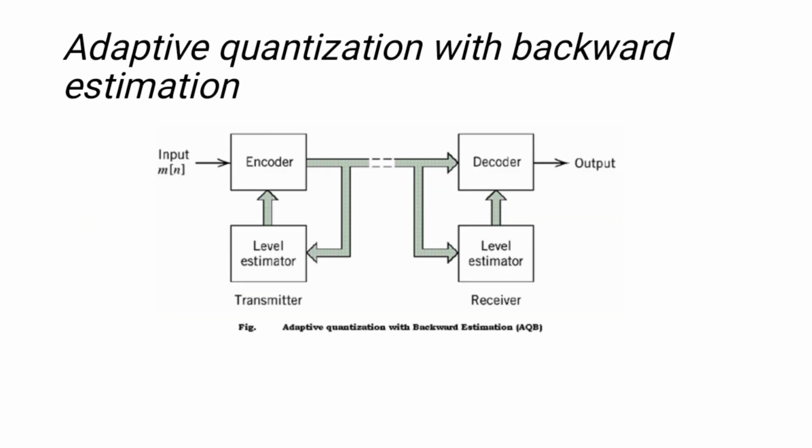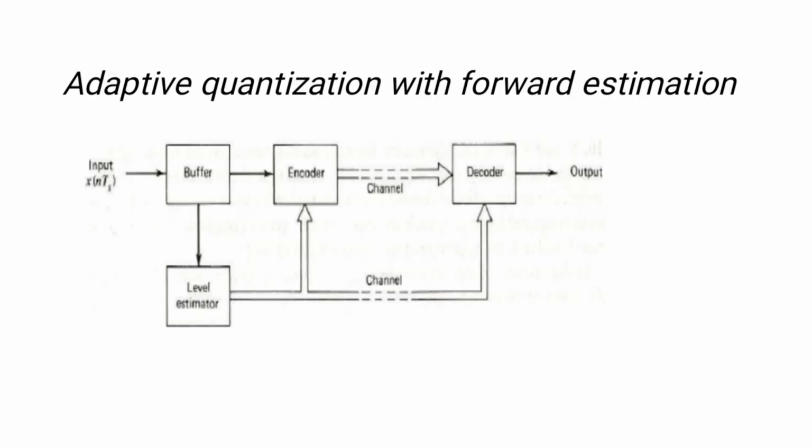Whereas with backward estimation, we have a loop, right? The encoder is there, and the encoder data is again given to the level estimator, again forwarded to the encoder, then it is given to the channel. That channel data goes to the level estimator as well as to the decoder, and it is compared and gives the output. Simply remember, in backward estimation you will have a loop, in forward estimation you don't have any loop, right? In both cases we have an encoder and decoder.